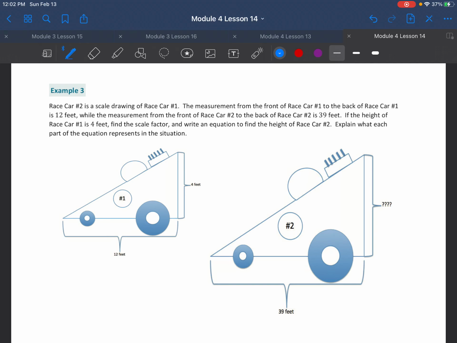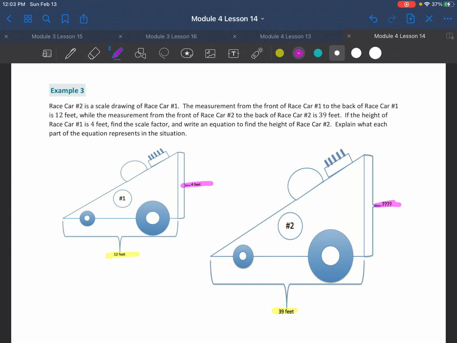In example number 3, we've got race car number 2 is a scale drawing of race car number 1. The measurement from the front to the back of race car number 1 is 12 feet, while the measurement from the front of race car number 2 to the back of race car 2 is 39 feet. If the height of race car 1 is 4 feet, find the scale factor and write an equation to find the height of race car 2.